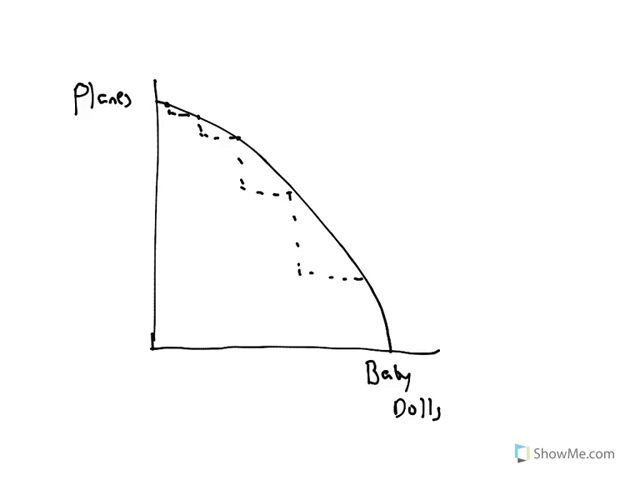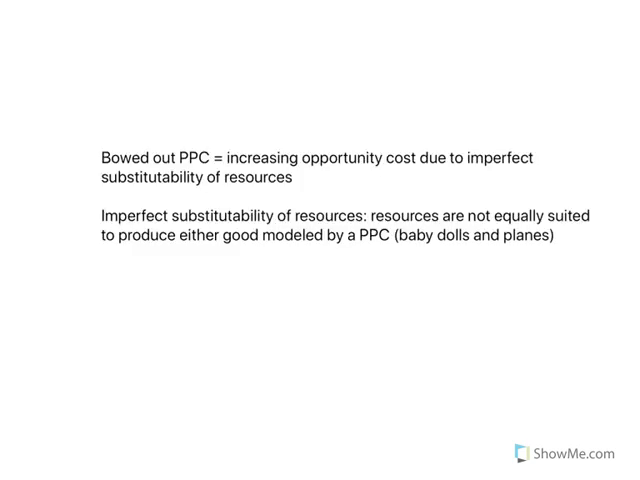If I want to produce more planes, I'm going to have to give up an increasing amount of baby dolls. If I want to produce more baby dolls, I'm going to have to give up increasing amounts of planes the more planes I want to produce. So again, a bowed out PPC has increasing opportunity cost. And this is due to the imperfect substitutability of resources. And by that we mean that resources are not equally suited to produce either good modeled by a PPC.